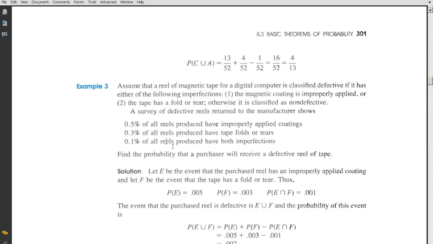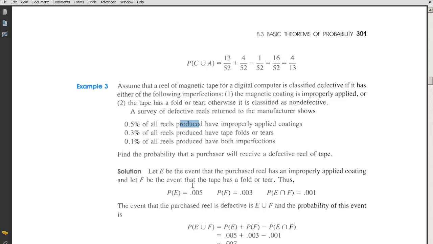Okay, so let E be the event that you have the first type of defective product, and F be the event that you have the second type of defective product. And so the probability of E is 0.005, that's 0.5%. Probability of F is 0.003, and the probability of E intersect F, we were told, is 0.001.